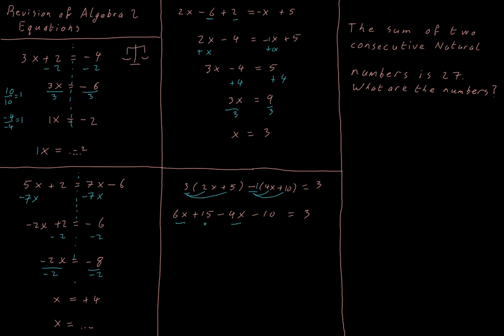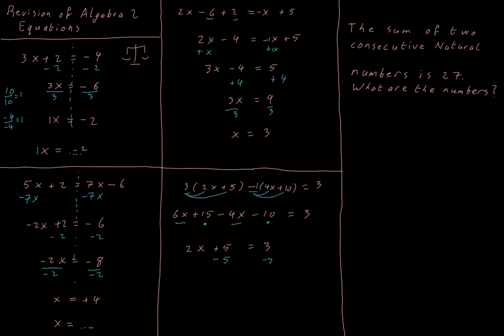I have stuff involving x, and I have pure numbers. So now I've gathered them together by putting different marks underneath them. I have 6x minus 4x is 2x, and 15 minus 10 is going to give me plus 5. And then I need to rearrange. We're effectively back to our first situation. I don't want that plus 5 there.